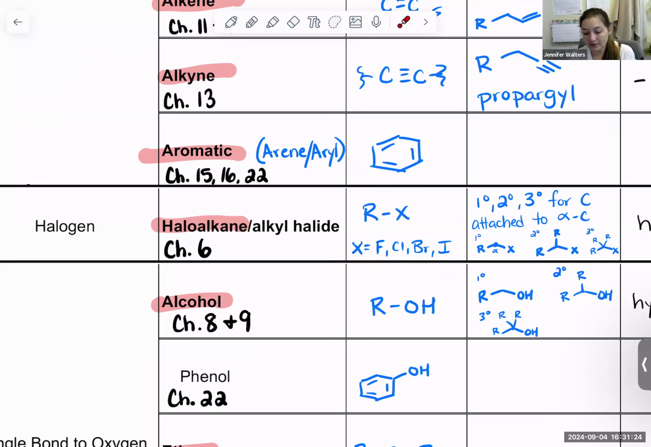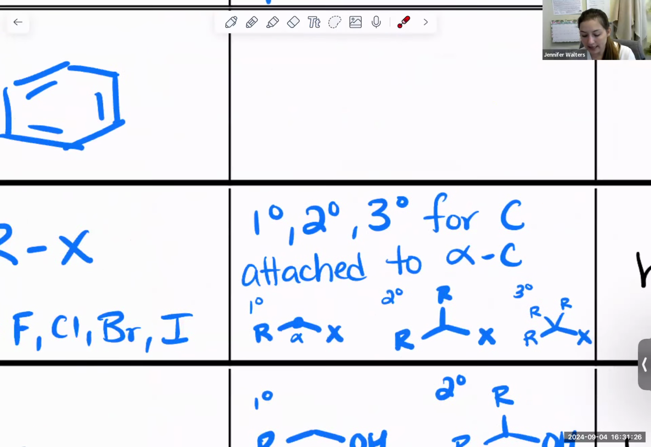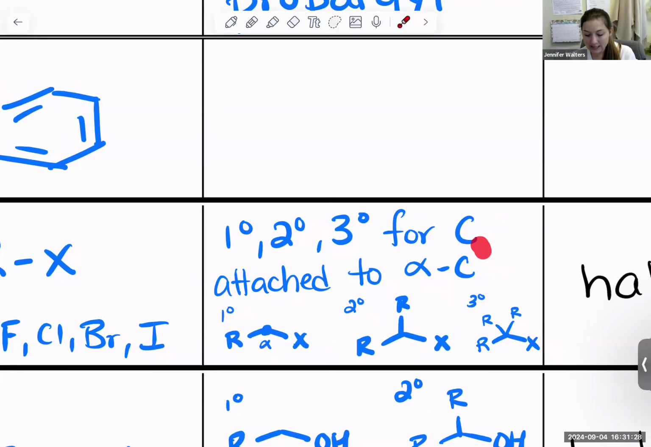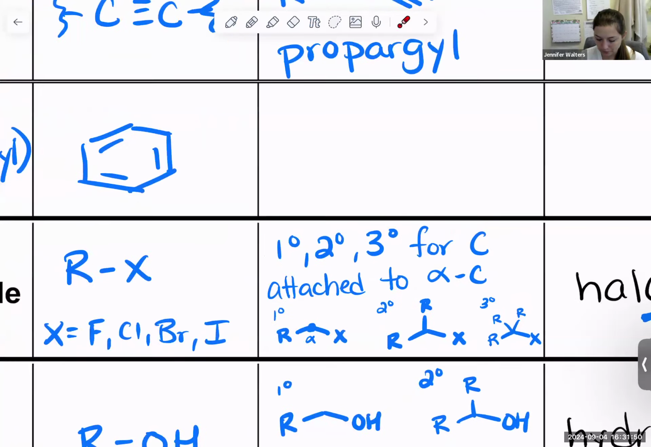They also get classified as primary, secondary, or tertiary, and it is based on the number of carbons attached to the alpha carbon. My alpha carbon is the carbon directly attached to the halogen. So I go halogen, carbon that it's attached to, and I count how many carbons come off of my alpha carbon. If there's one R group, it is primary. If there are two, you are secondary. If there are three, you are tertiary.